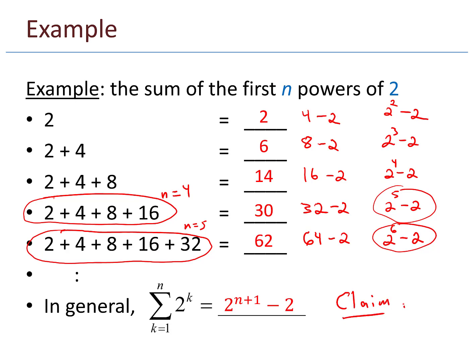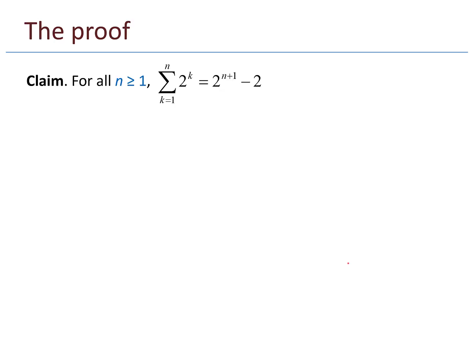So now, with induction, let's prove that it's true. Claim: for all n greater than or equal to 1, the summation as k goes from 1 to n of 2 to the k is 2 to the n plus 1 minus 2.